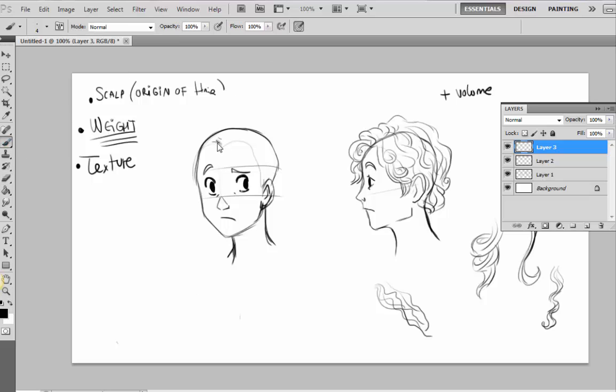Now short hair. Short hair tends to be spiky and it's very close to the scalp because, you know, it's short. And I think I'll win Captain Obvious awards today, but things have to be said. It's quite crazy here, but it's fun to draw.